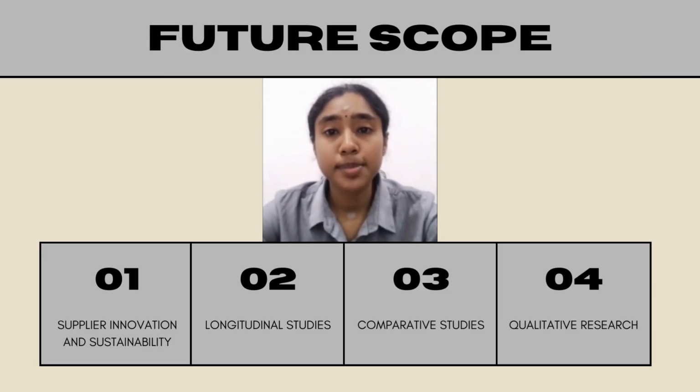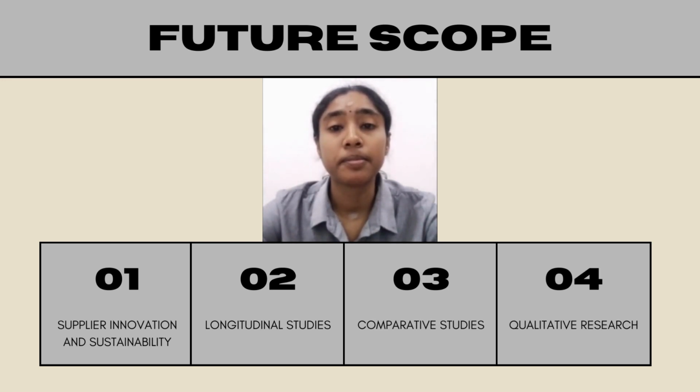Then I would like to explain the future research directions which come from this study. The first point is supply innovation and sustainability. This study suggests that future research should explore the impact on supply performance and understand the factors that influence supply management practices which are able to enhance the supply relationship.